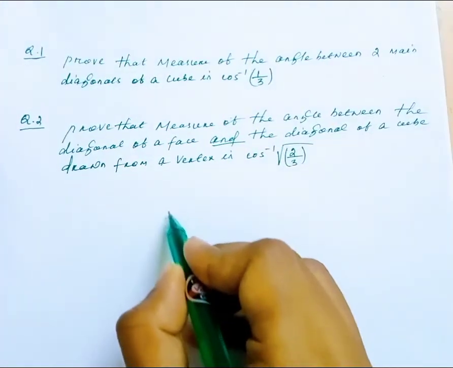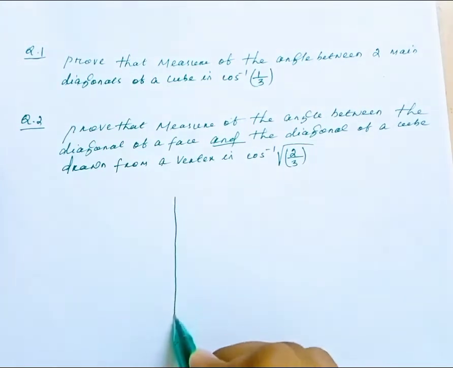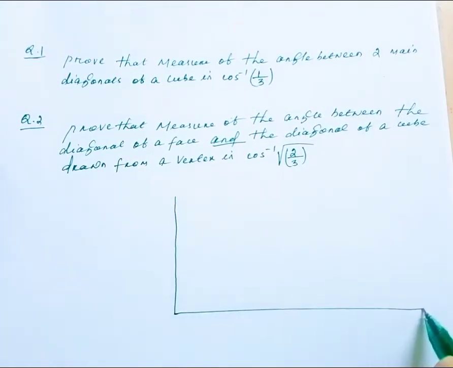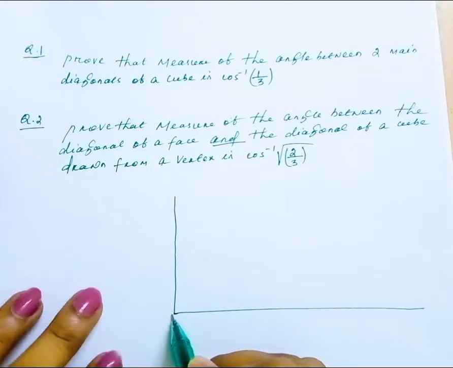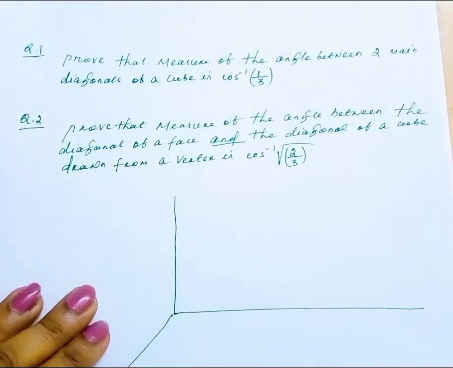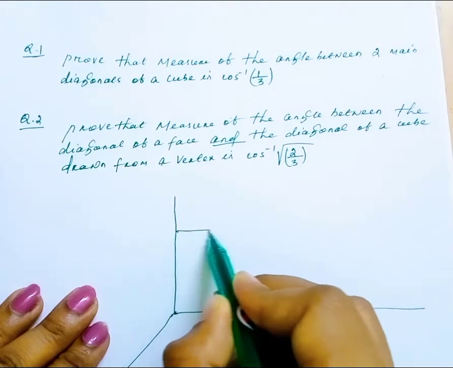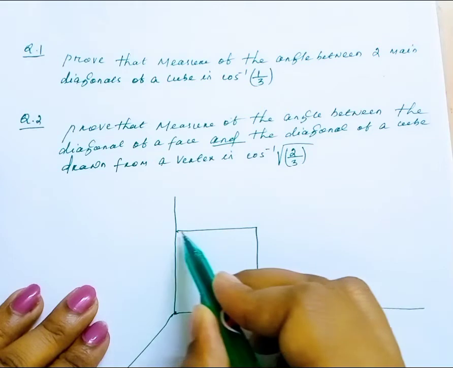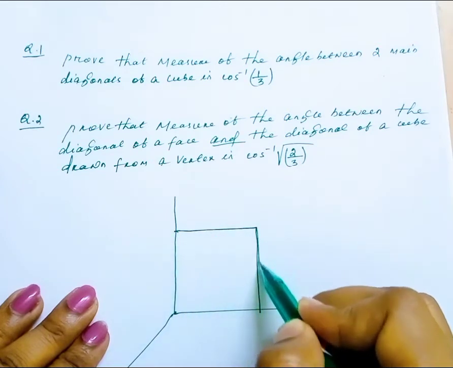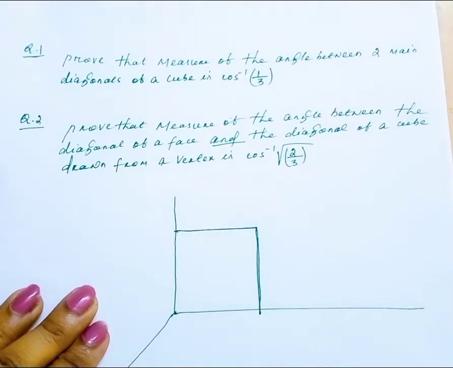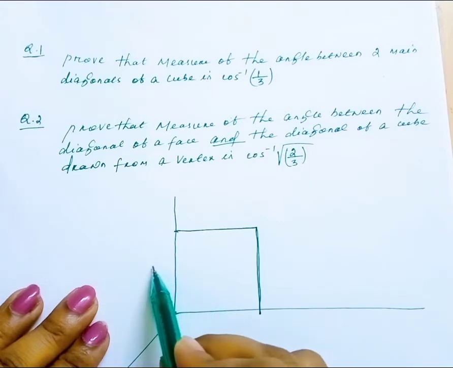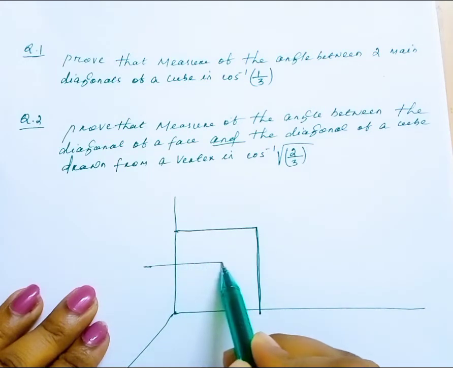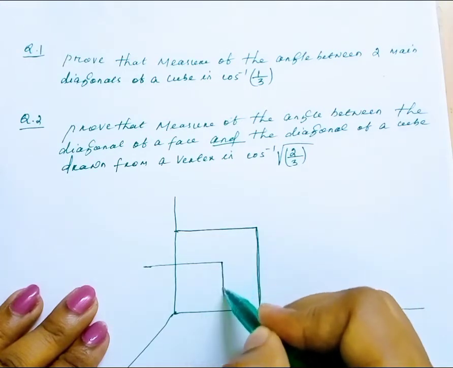So my first task is to draw a cube in three-dimensional space, and the next thing is to find the main diagonals of that cube. Since a cube has all sides of the same unit, suppose I am taking each side as a units. I am just trying to draw a cube in your three-dimensional space.